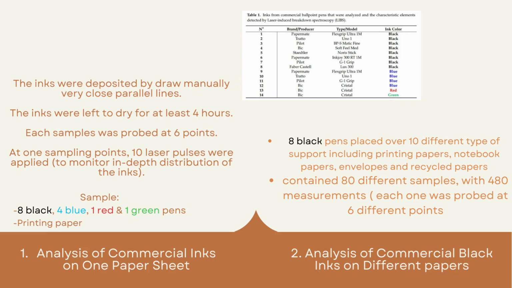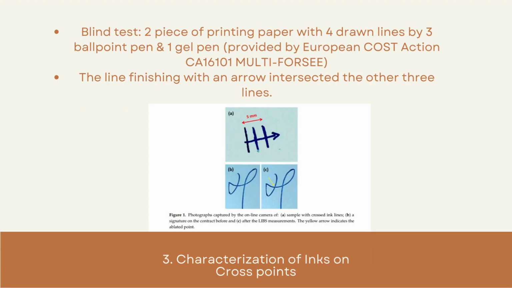For the analysis of commercial black inks on different papers, the second set of samples consisted of inks from the same 8 black pens placed over 10 different types of support, including printing papers, notebook papers, envelopes, and recycled papers. This set contained 80 different samples, with each one measured at 6 different points, giving 480 measurements.